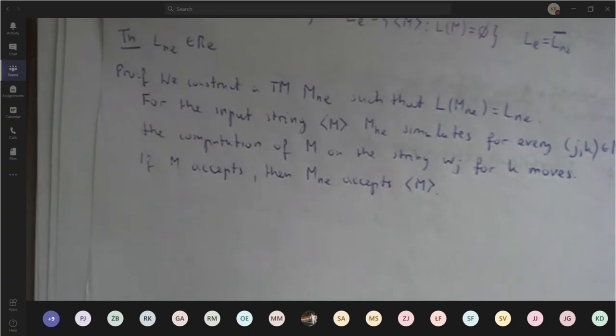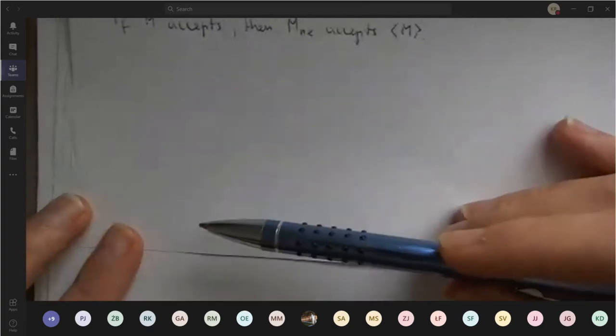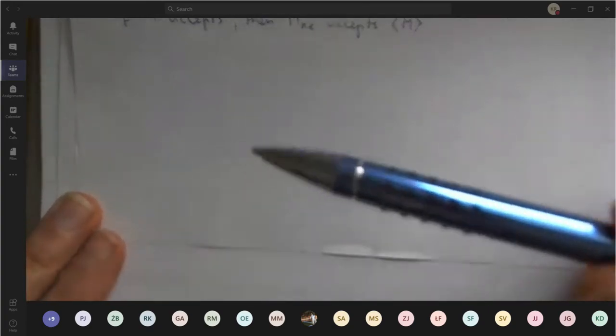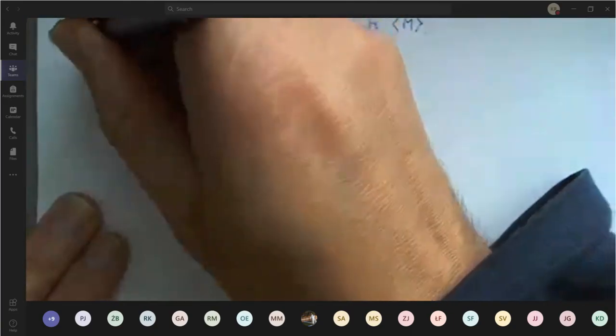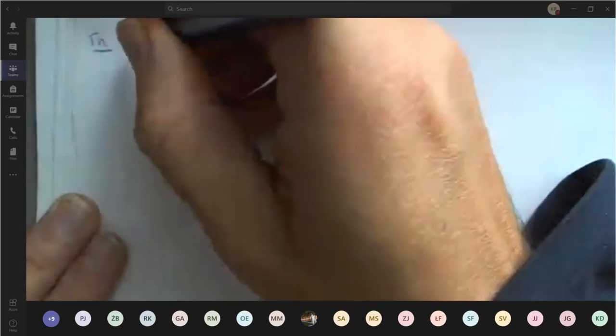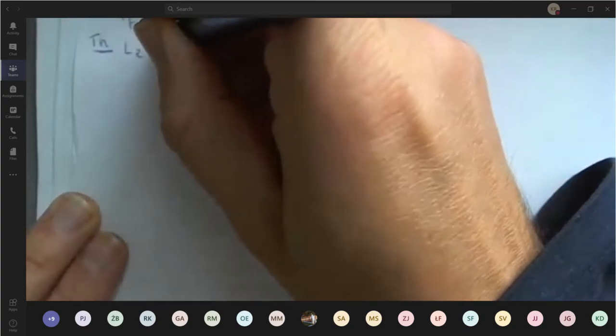Are you with me? I don't know. Yes. Okay, so I will continue. We have space here. So we know that this language is recursively enumerable, and now we will show that the complement, LE, is not recursive.